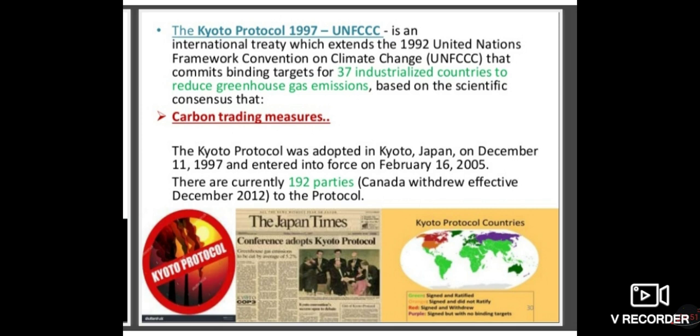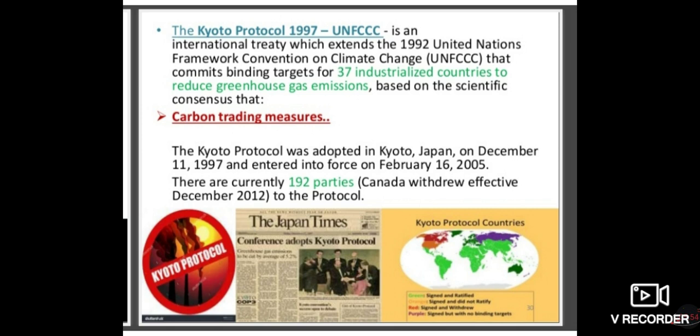These are some of the main meetings conducted with developing and developed countries to reduce carbon dioxide emissions and increase afforestation. Mainly the Kyoto Protocol 1997, an international treaty extending the 1992 United Nations Framework Convention on Climate Change. It commits binding targets on 37 industrialized countries to reduce greenhouse gas emissions. That is the main point of the Kyoto Protocol: to reduce greenhouse gas emissions, that is, reduce carbon dioxide, carbon monoxide, sulfur and other emissions, and increase oxygen.